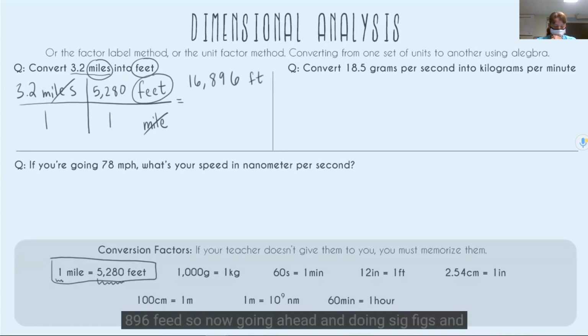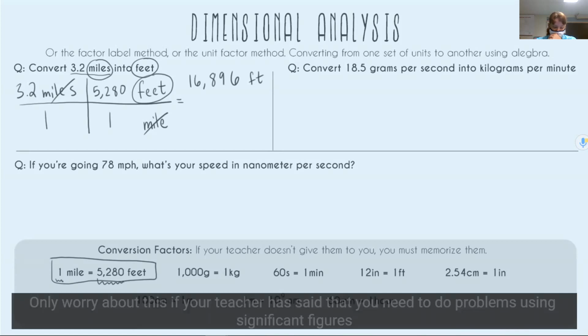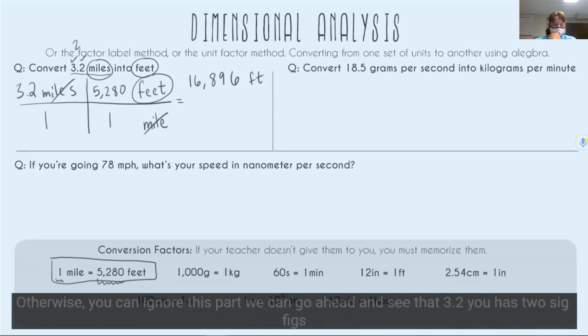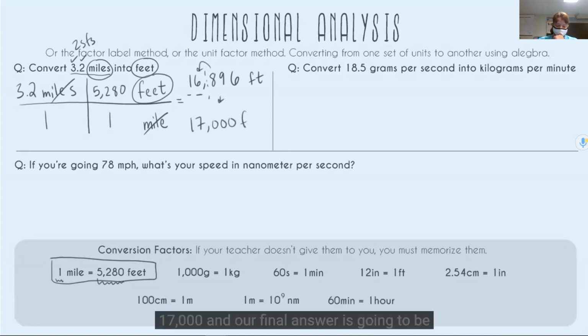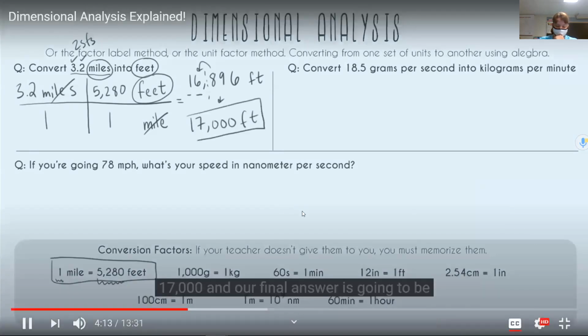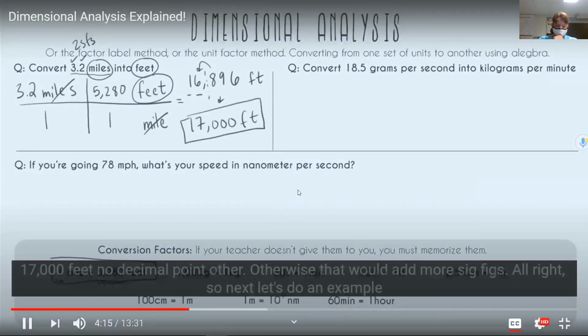16,896 feet. So now going ahead and doing sig figs, and only worry about this if your teacher has said that you need to do problems using significant figures, otherwise you can ignore this part. We can see that 3.2 has 2 sig figs. That's how many our answer is allowed to keep, which means that we're going to round up to 17,000, and our final answer is going to be 17,000 feet. Okay, we'll talk a little bit more about the sig figs.